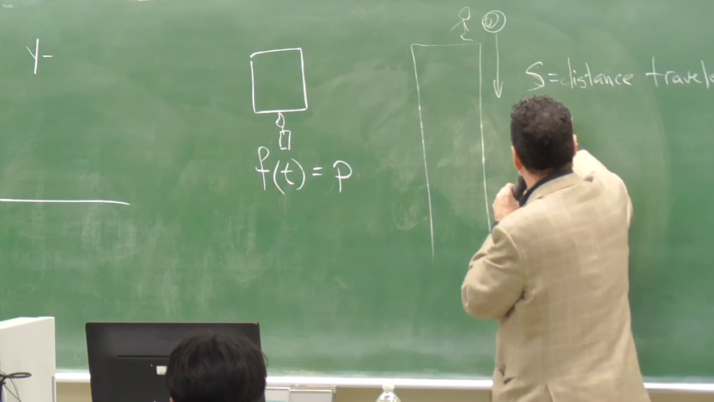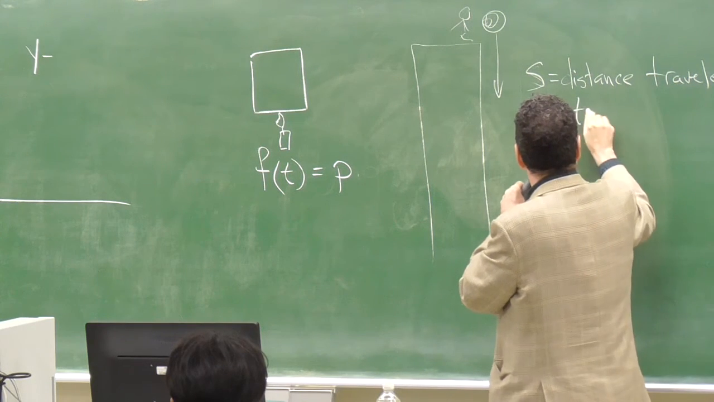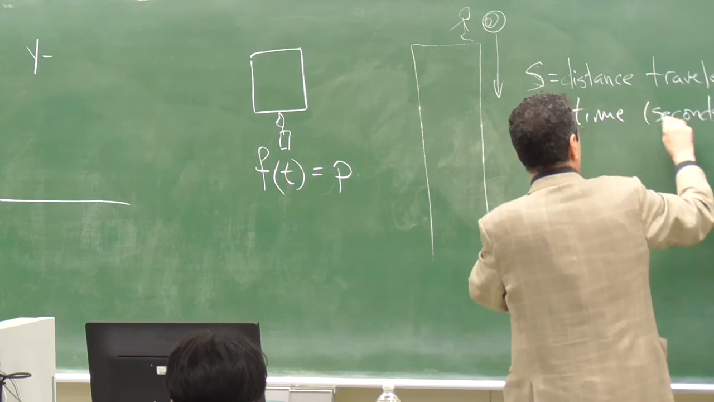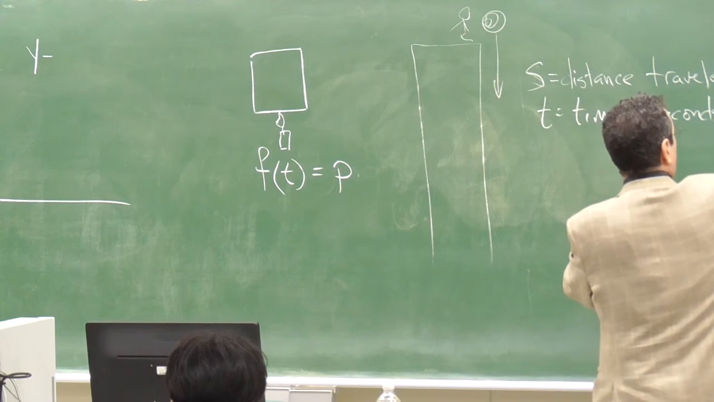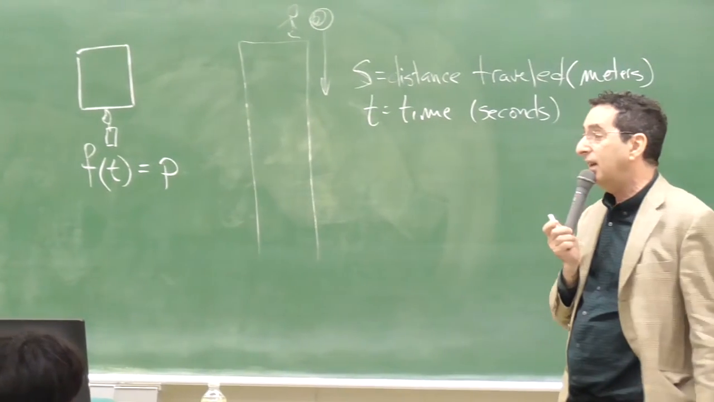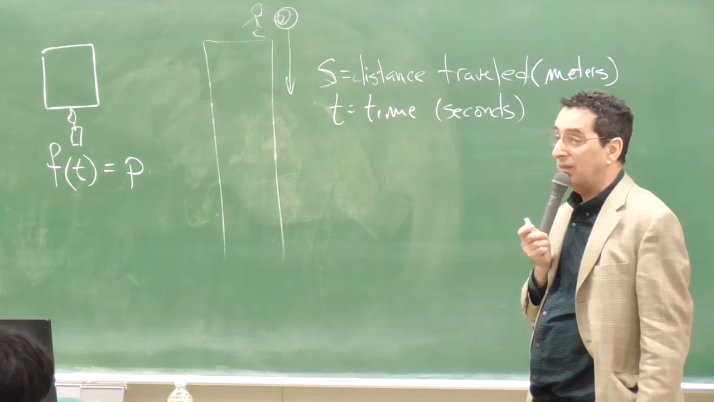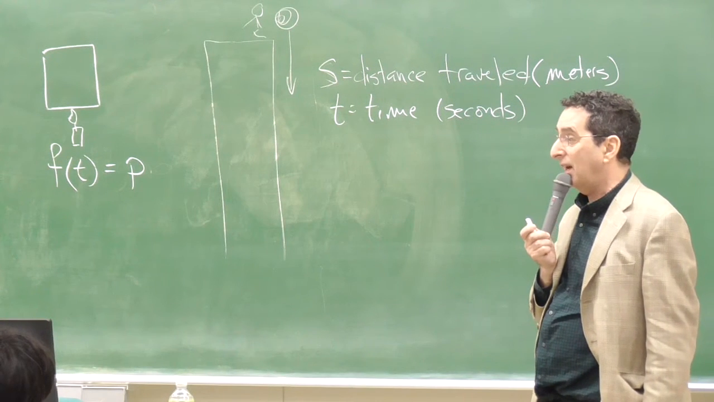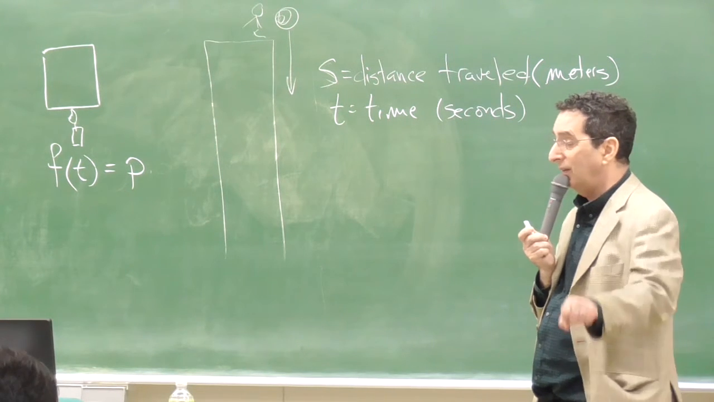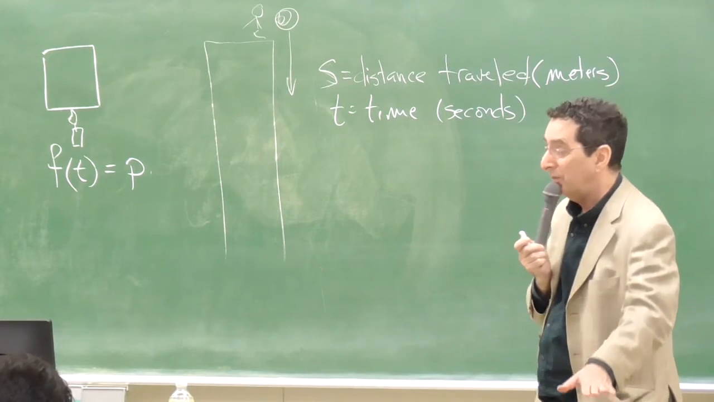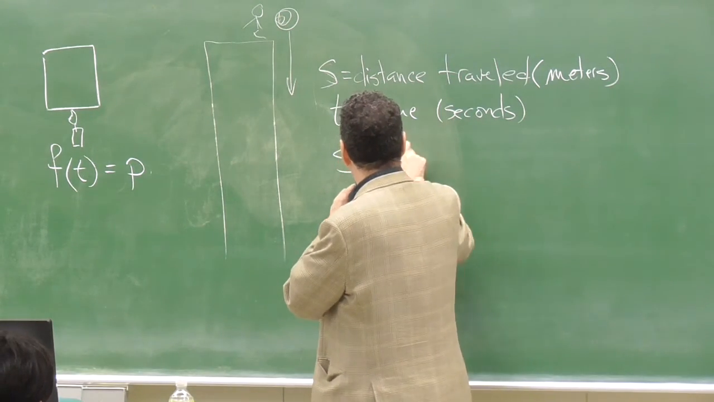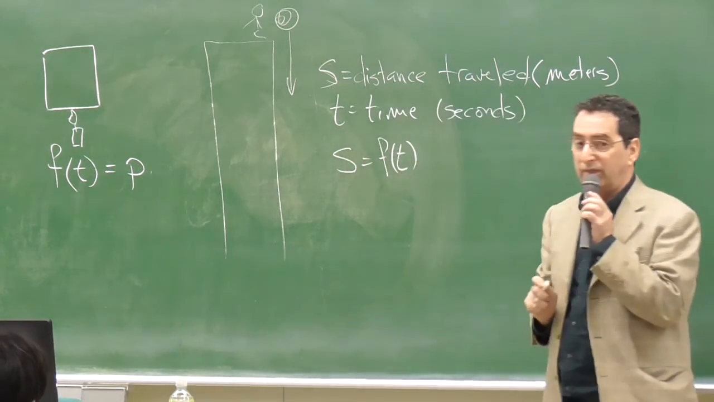And then we also have T, and that's the time. It might be in seconds, and this might be in meters. I think it's completely obvious that the distance depends on the time. As the time increases, it's falling further, right? When you drop the ball, after 1 second it's here, after 2 seconds it's somewhere else. So obviously the distance, S, is a function of T.